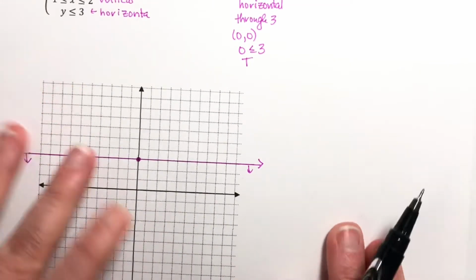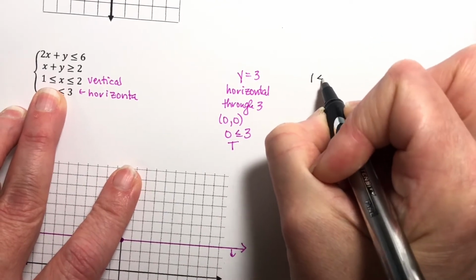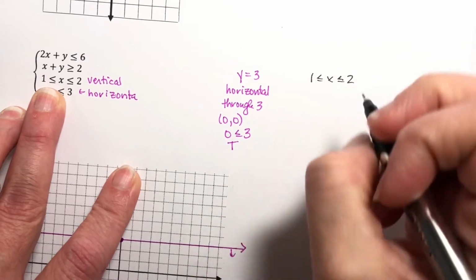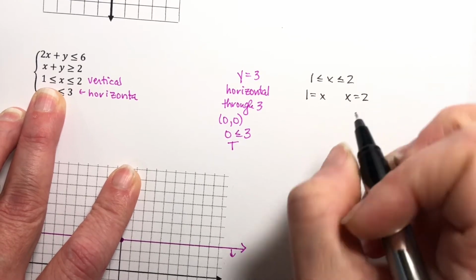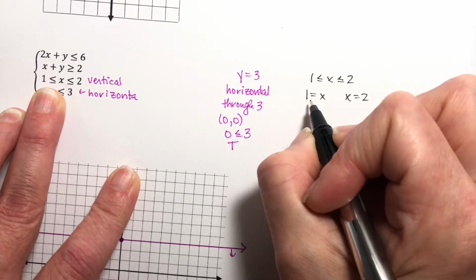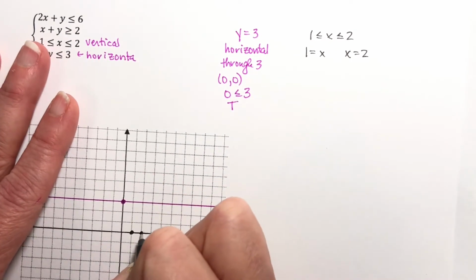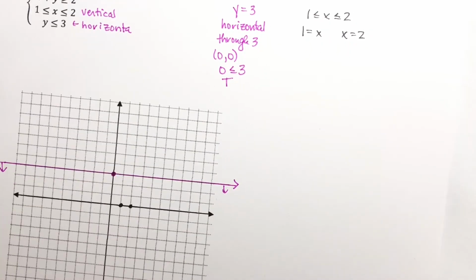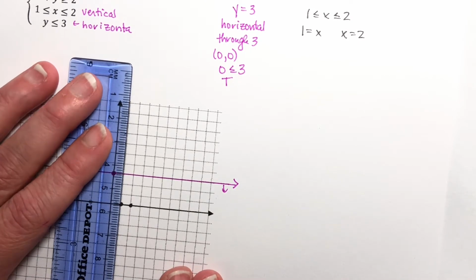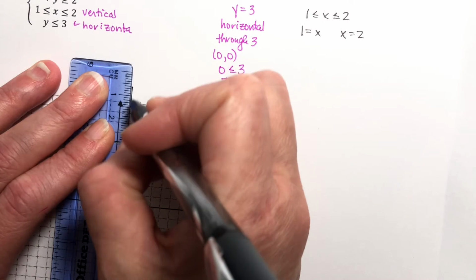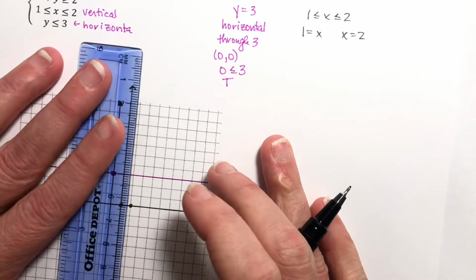Let's do these two. Okay, so when I have 1 is less than or equal to x is less than or equal to 2, I have 2 lines here. I have x equals 1, and I have x equals 2. So these are both vertical lines, and this one's going to go through 1, and this one's going to go through 2. Okay. And they are vertical lines, so let me get those drawn in. Again, I'm going to be as precise as I can be.